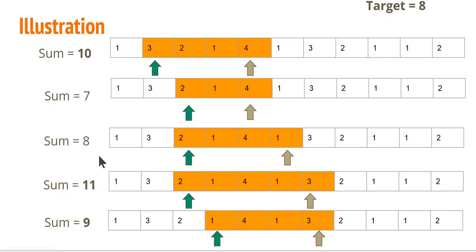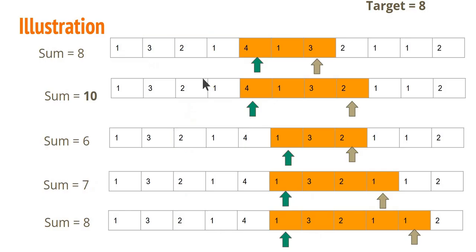That's exactly what I do. I add the next item, so the right pointer moves out, and the sum now is 11. Time to contract the window, because look, 11 is more than 8. I contract the window, and I am at 9. I contract the window further, and it turns out that, look, again I found my sum 8.